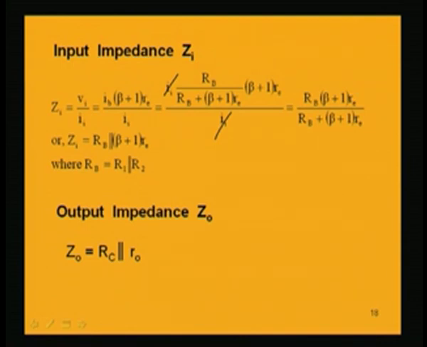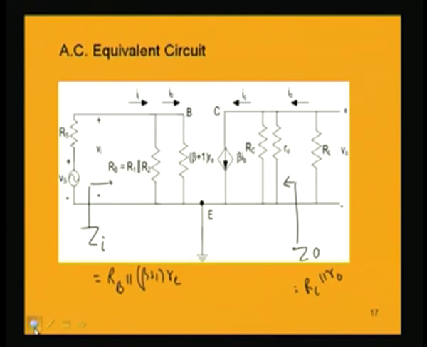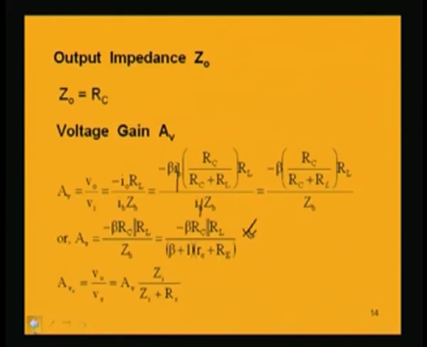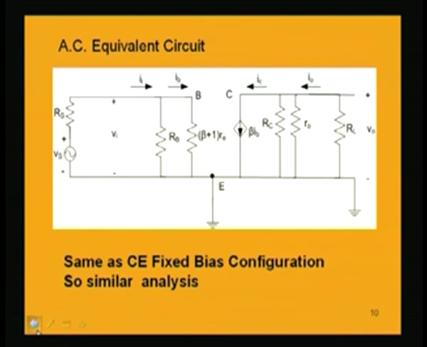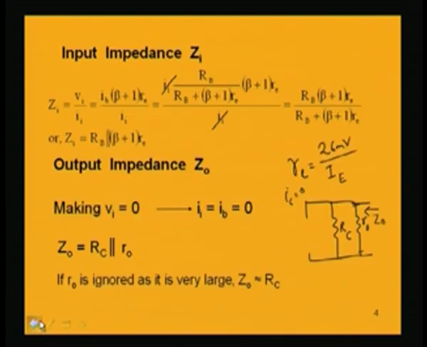This is nothing but a parallel combination between these two resistances Rb and beta plus 1 RE. Again Rb is R1 parallel R2. As far as the expression is concerned, if I look back at the earlier circuit, there is no difference, because earlier also in the fixed bias scheme we found that the input impedance Zi was Rb parallel beta plus 1 RE, and this is also Rb parallel beta plus 1 RE.